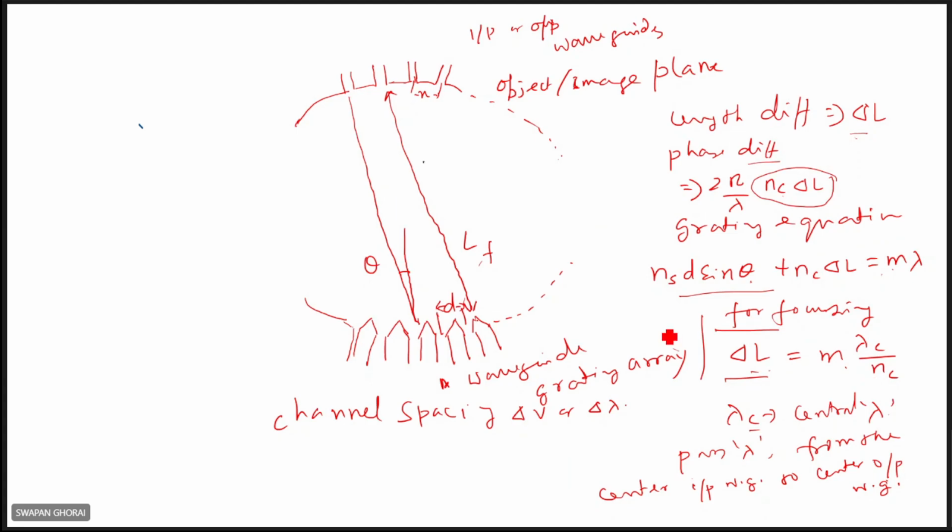One is the refractive index of the waveguide, and this Ns is the refractive index of the star couplers. They are the waveguides and they are the star couplers. So Ns is the refractive index of the star couplers, and d is the spacing among the waveguides. Delta L is the path difference between two adjacent waveguides.